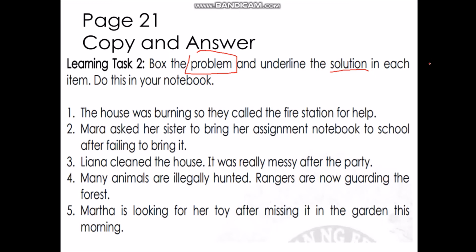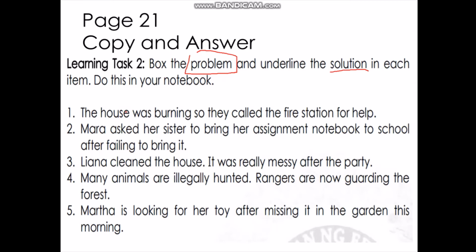So for number 1, the house was burning, so they called the fire station for help. Number 2, Mara asked her sister to bring her assignment notebook to school after failing to bring it.